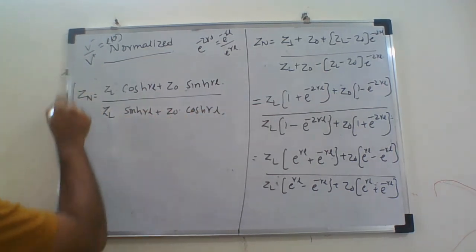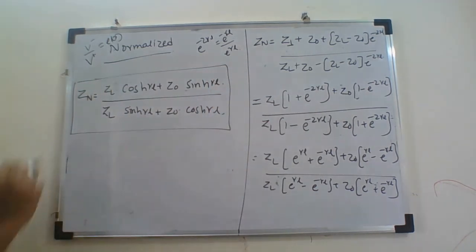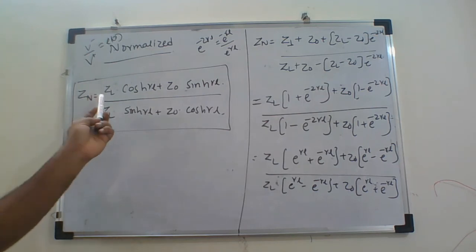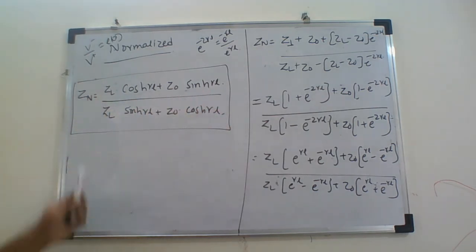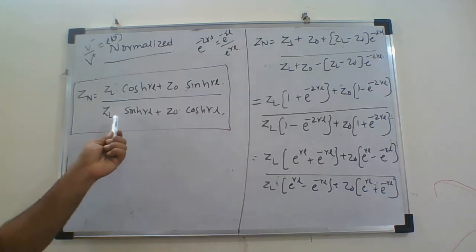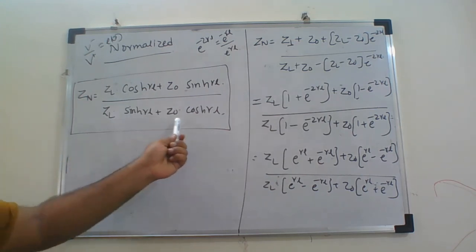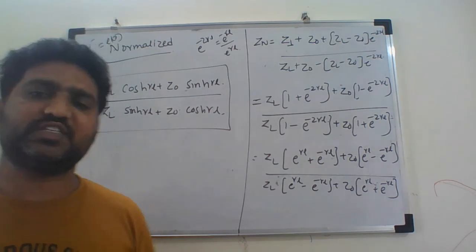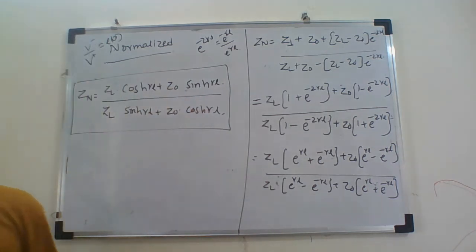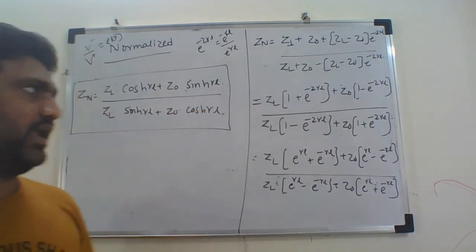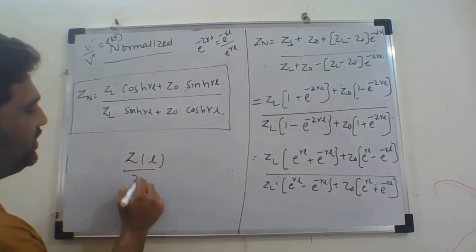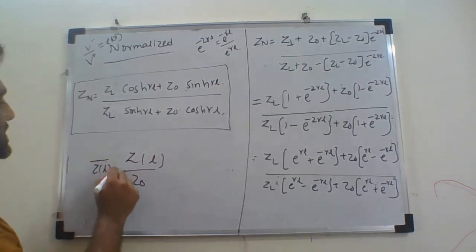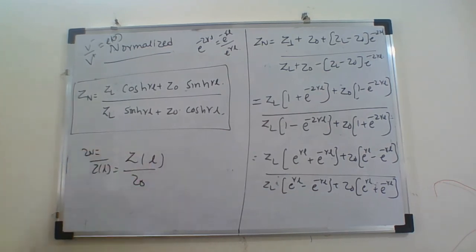So this is a very important derivation for us. We got the normalized impedance as ZL into cosh gamma L plus Z naught into sinh gamma L, divided by ZL into sinh gamma L plus Z naught into cosh gamma L. So this is the expression for the normalized impedance of a transmission line. Normalized impedance means Z of L by Z naught, so Zn is nothing but Z of L by Z naught.